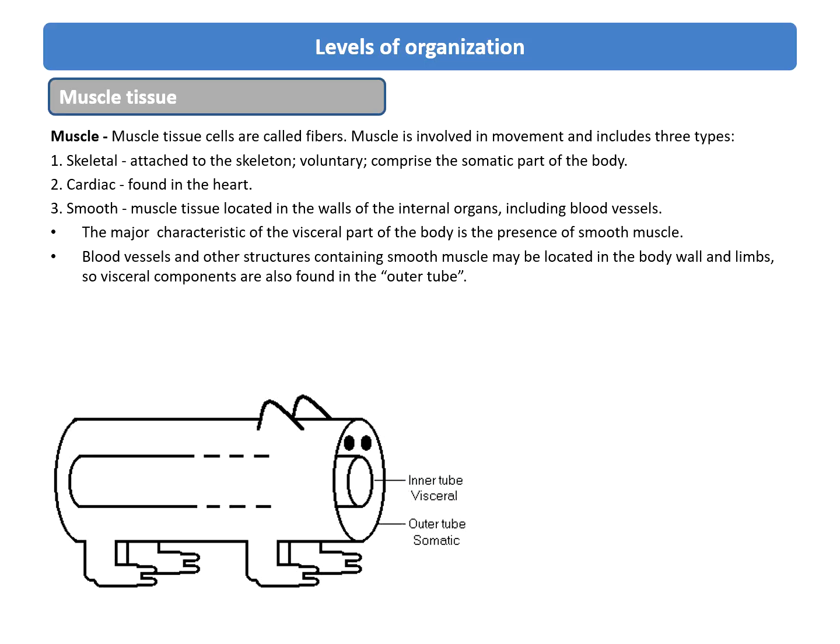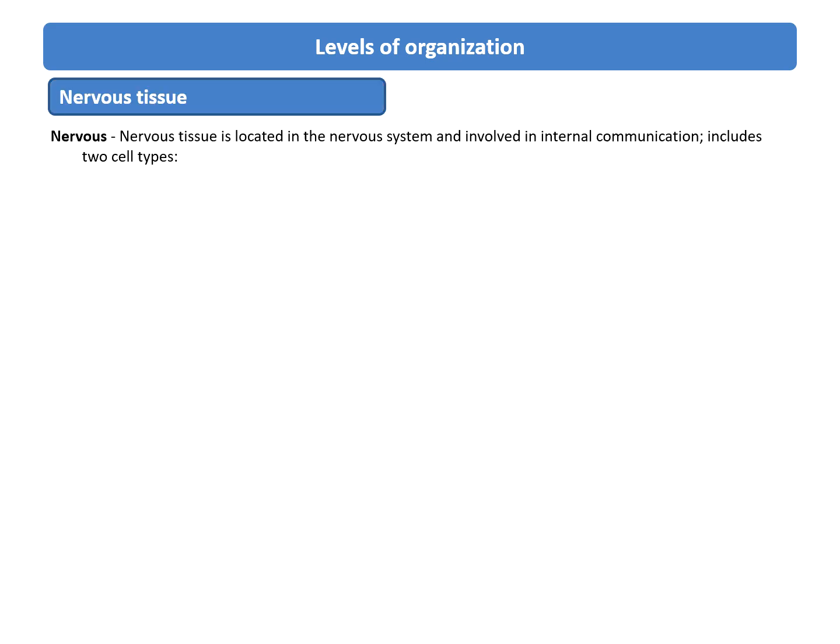Blood vessels and other structures containing smooth muscle may be located in the body wall and limbs, so the visceral component is also found in the so-called outer tube. As you will see, smooth muscle is extremely important in the functioning of the human body.